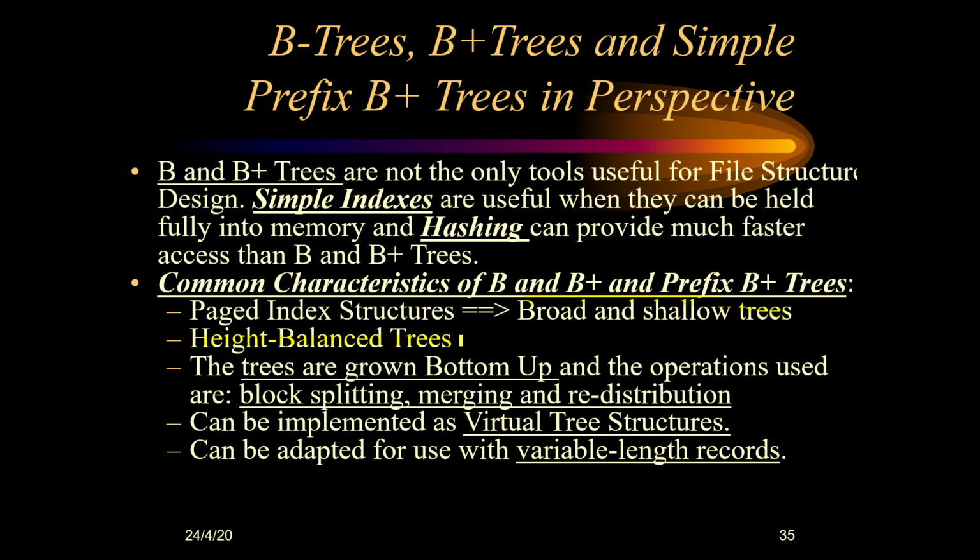Now, all three of these concepts are height balanced trees, in the sense that they are balanced trees. Here we use a bottom up approach for creating the tree for insertion, deletion or updations, done by processes like block splitting, merging and redistribution. We can also use the concept of virtual tree structures so that the seek time can be reduced. For B trees we use virtual B trees, and for B plus trees we use the virtual B plus tree concept. We can also introduce variable length records in cases where I have a key which is of variable length.